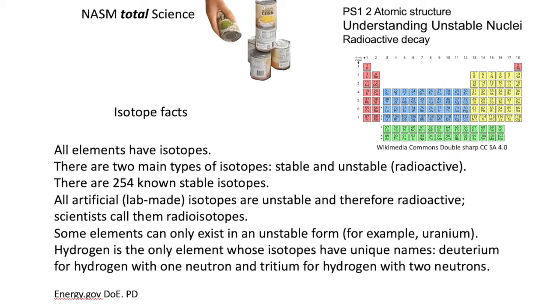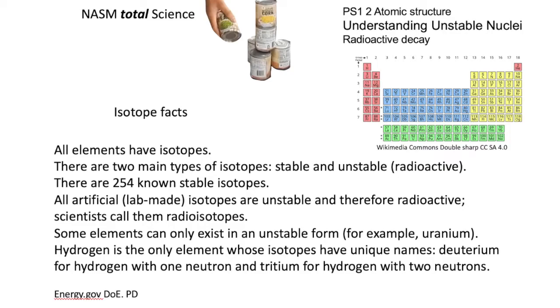And also some isotope facts. All elements have isotopes, some in really very small numbers, and there are two main types of isotopes, stable and unstable, and we're calling the unstable ones radioactive. There are 254 known stable isotopes of the elements that form stable isotopes. All artificial isotopes are unstable.